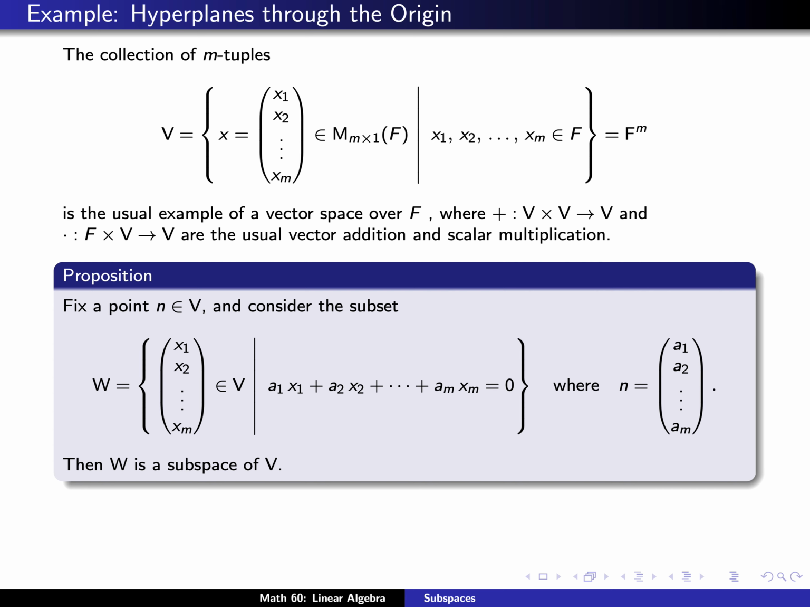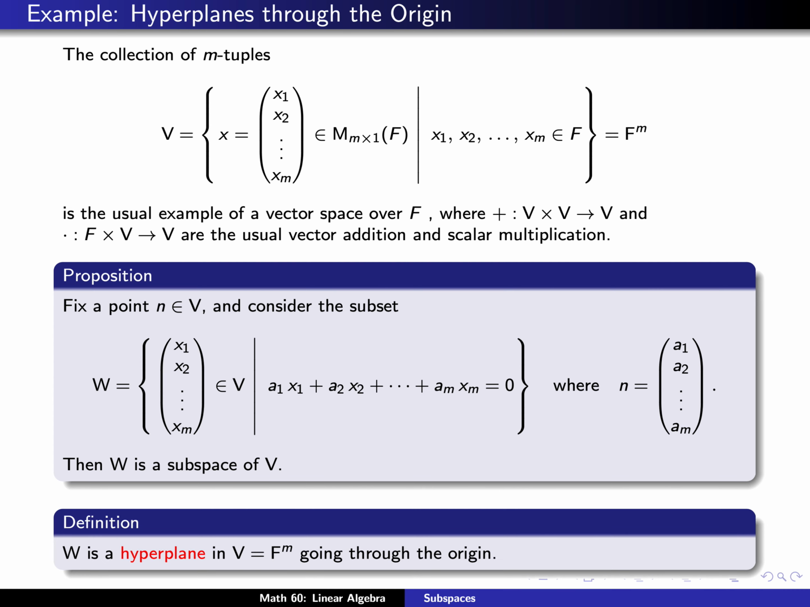And let's let W be that subset of V that's defined as the set of solutions to one equation, namely a1 x1 plus a2 x2 plus so on and so forth plus a sub m x sub m equals 0. Again here, the a1, a2, and so on are fixed once we let n be a fixed vector. The claim is that this W is a subspace of V. We give this a name. We call W a hyperplane going through the origin.